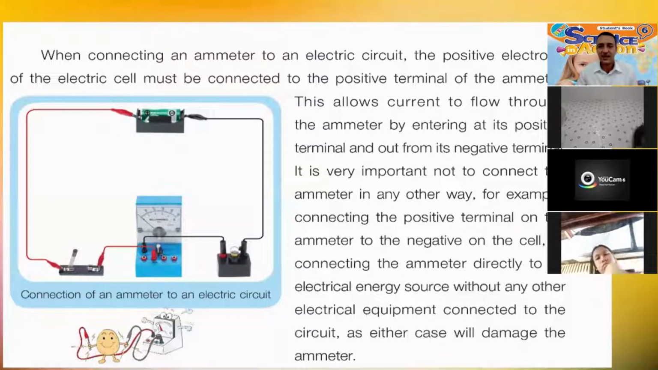Students, do you understand how you are going to connect it? Yes. Okay, it's very simple. You just have to make sure that the positive electrode you connect with the positive terminal of the meter, right? And the negative electrode you connect to the negative terminal of the meter. So the flow of the current will circulate.